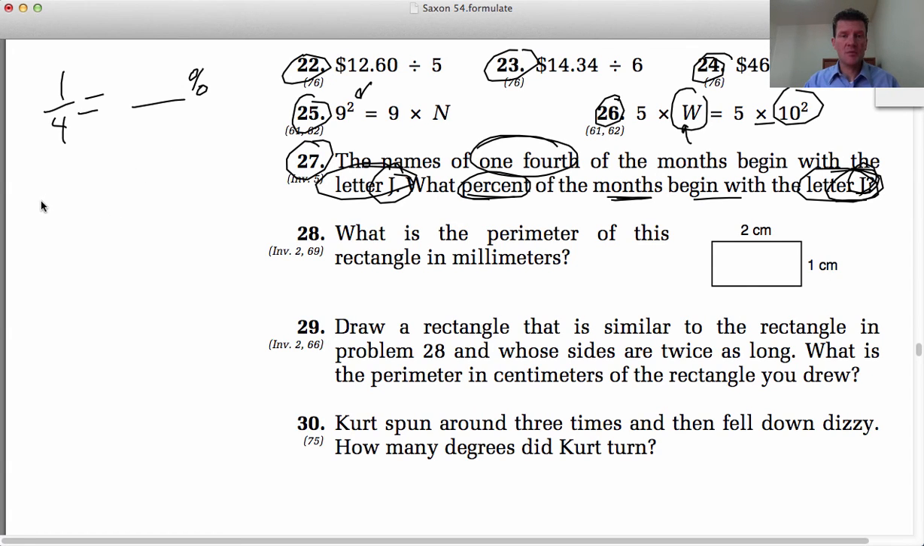So what it's asking here, I'm going to explain this a couple ways. You know that 1 out of every 4 months starts with the letter J.